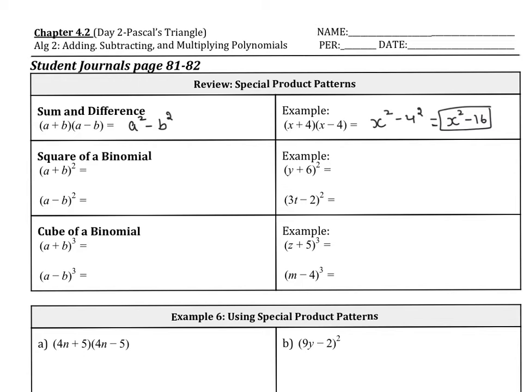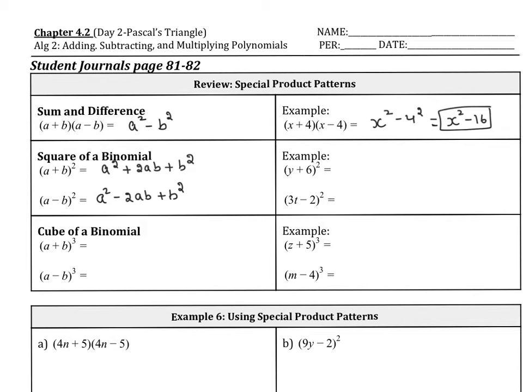Now we are going to discuss the square of a binomial. So it's the same binomial, but it's multiplied by itself twice. So a plus b times a plus b. The formula for this one is a squared plus 2ab plus b squared. A minus b whole squared, the formula for this one is a squared minus 2ab plus b squared.